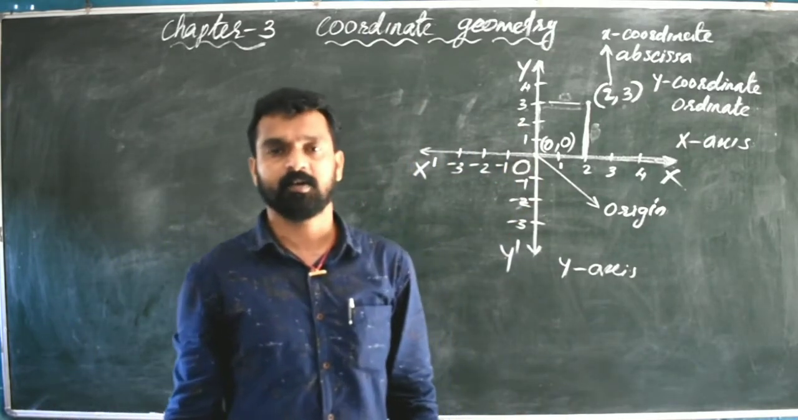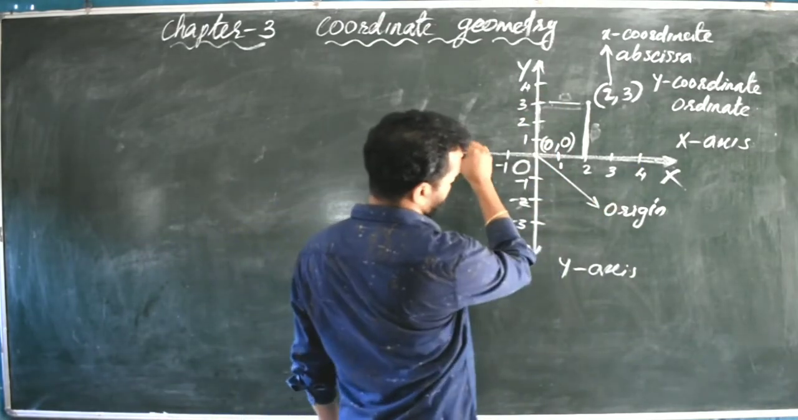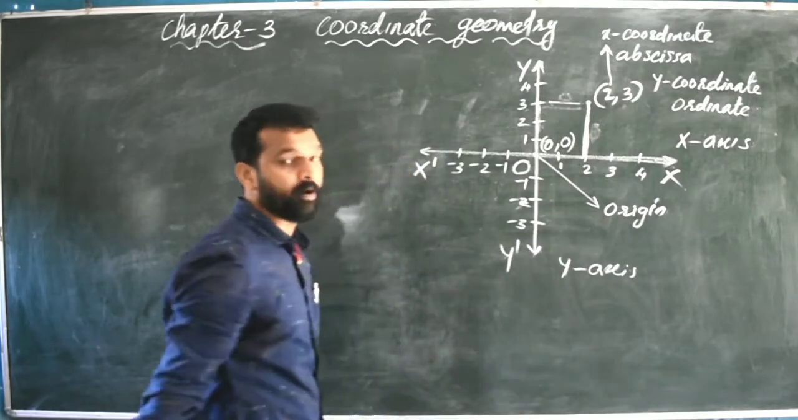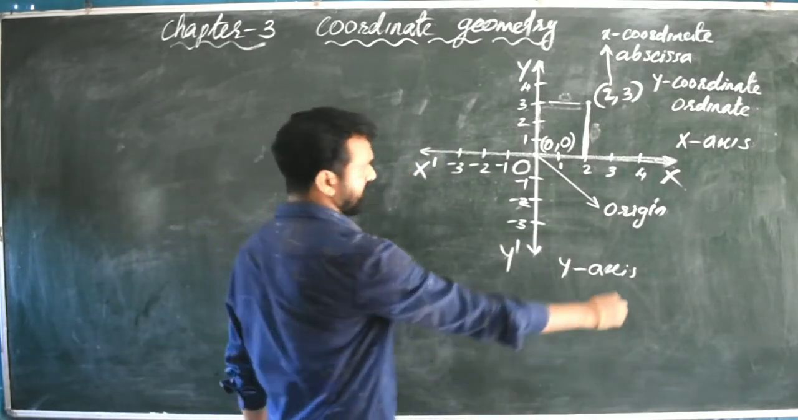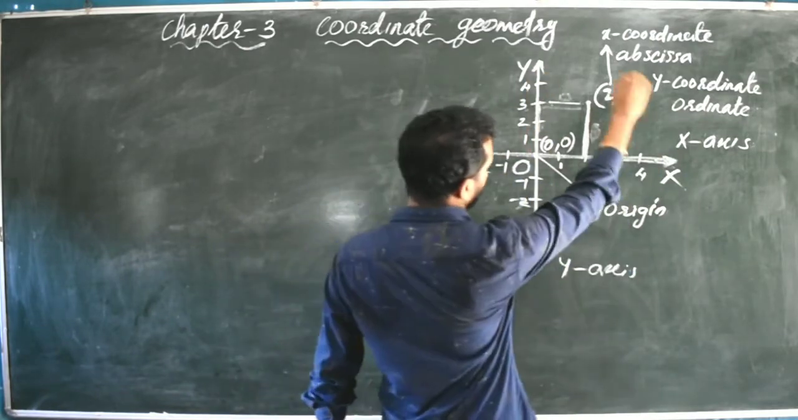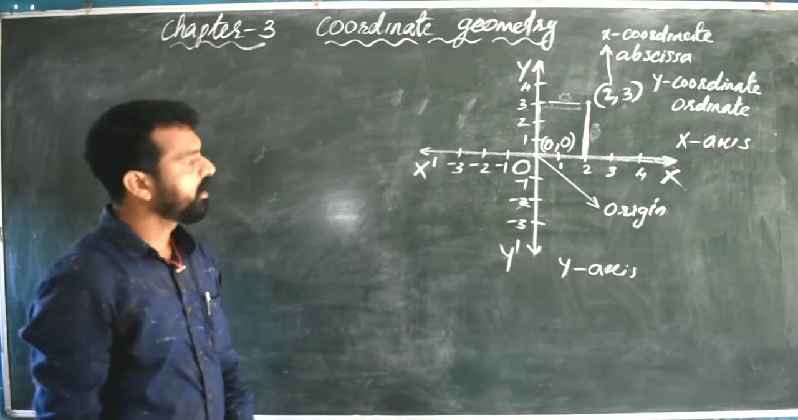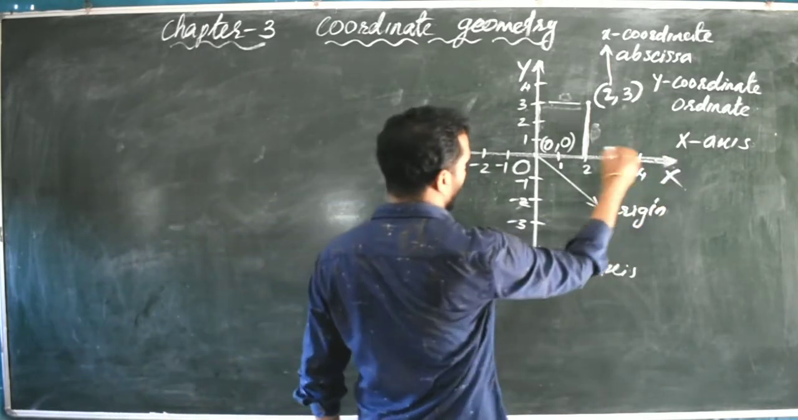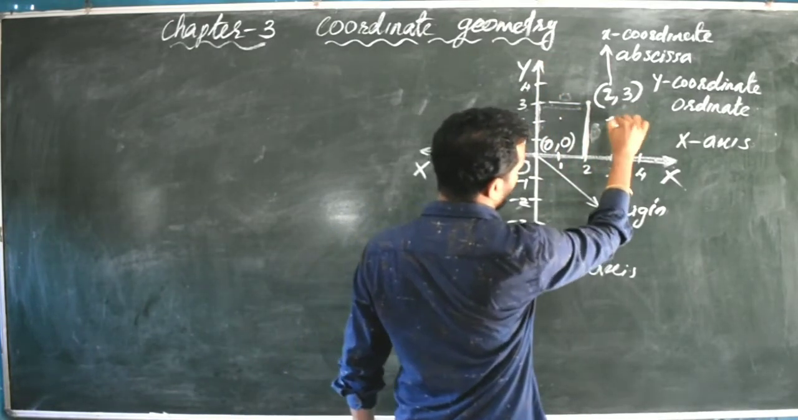We use this coordinate geometry. Now this x-axis and y-axis divide this plane into 4 equal parts. Each part is called a quadrant. The x-axis and y-axis divide this plane into 4 equal parts. Each part is called a quadrant, and XOY is called the first quadrant.